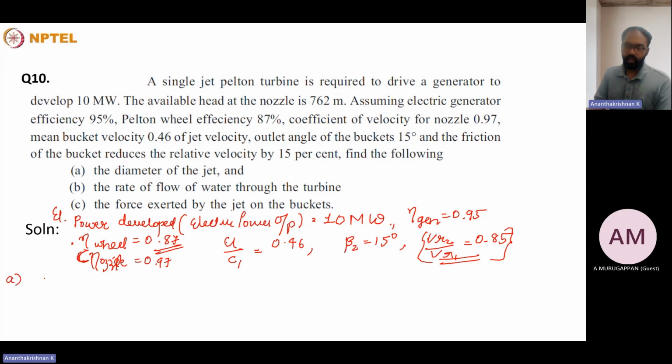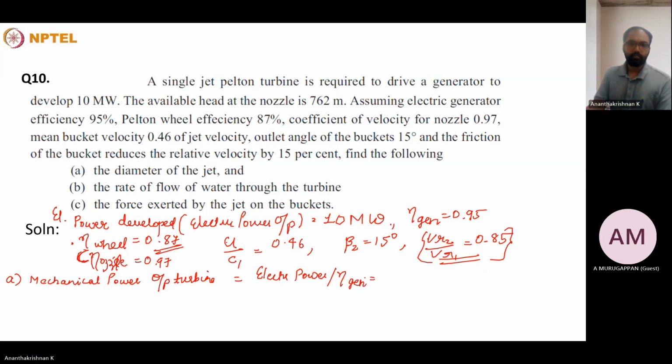So first of all, we need to calculate the mechanical power output of the turbine. It is given by the electric power divided by the efficiency of the generator. So that is equal to 10 megawatt divided by 0.95. That will be coming around 10.53 megawatt.